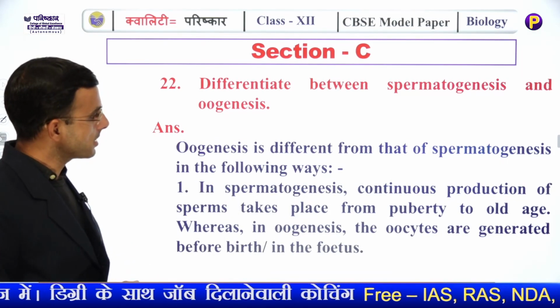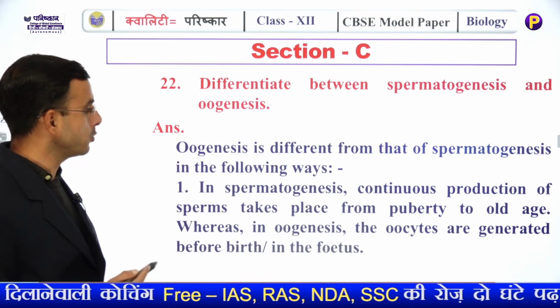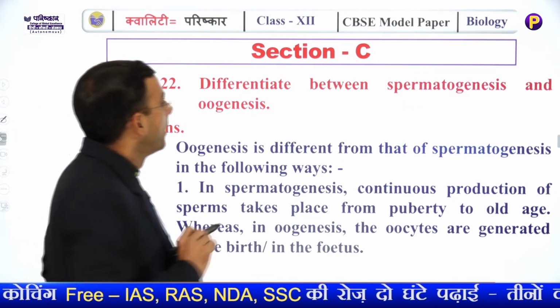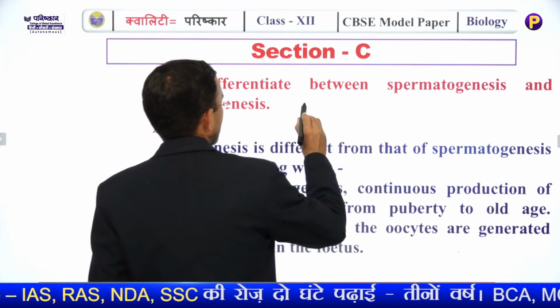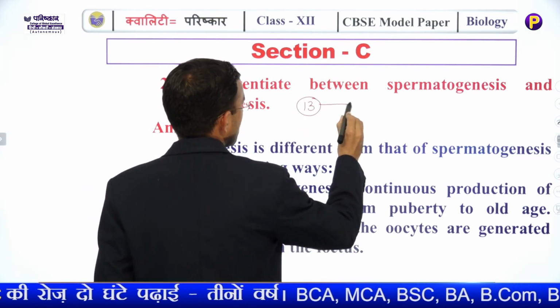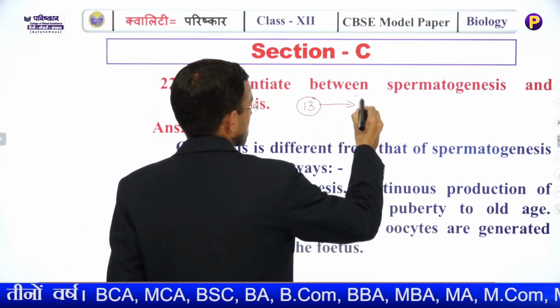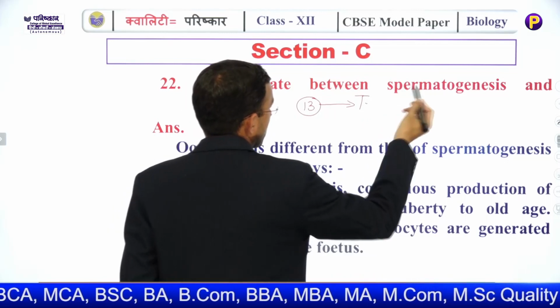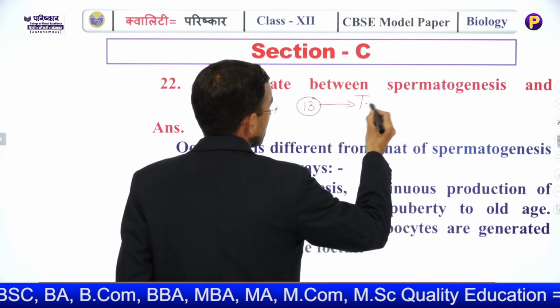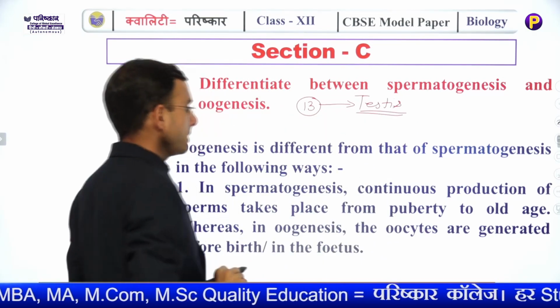In spermatogenesis, continuous production of sperm takes place from puberty to old age. Because of hormonal effect, at around 13 years of age, after the puberty age, the formation of sperms starts in the testes, and that is because of hormonal effect.